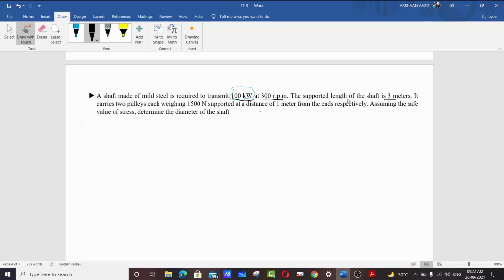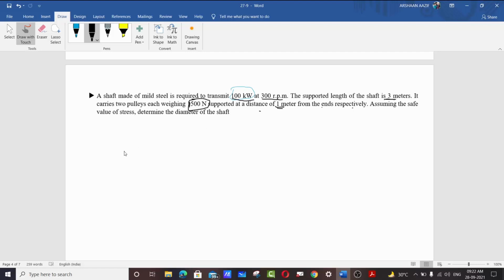That is, the shaft has a length of 3 meters, the span of the shaft, and it carries two pulleys, each weighing 1500 newton. The weight of each pulley is 1500 newton, and each is supported at a distance of 1 meter from the ends of the shaft. So the total length of the shaft is 3 meters.